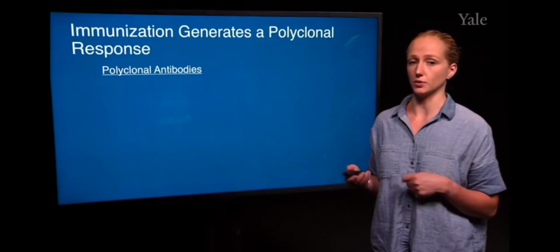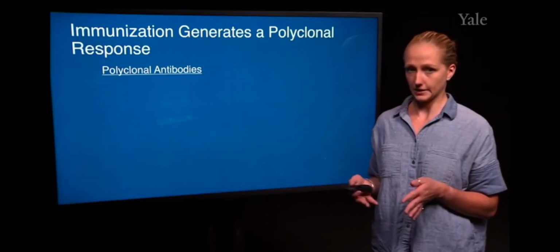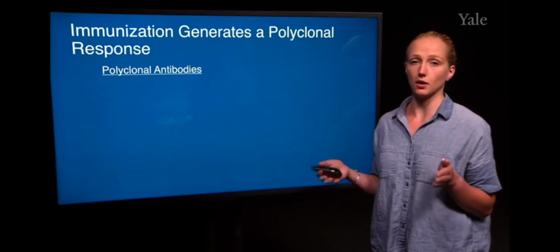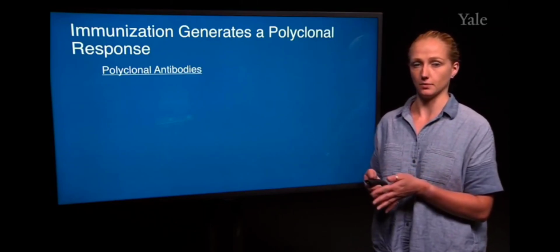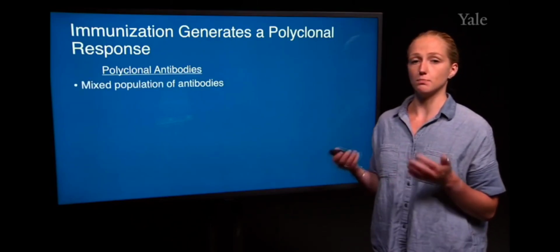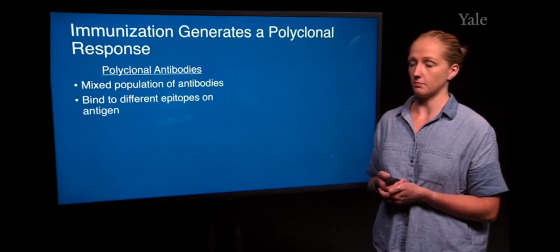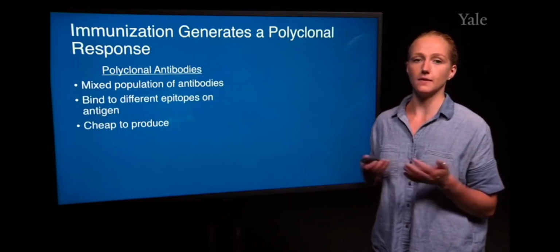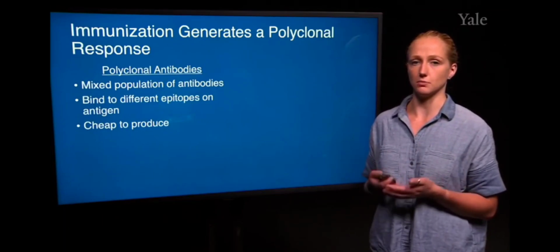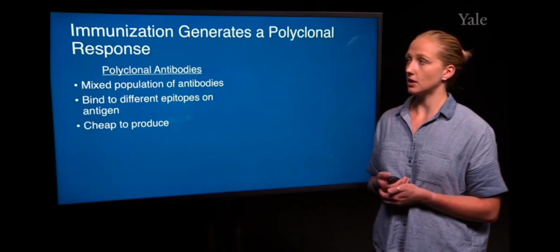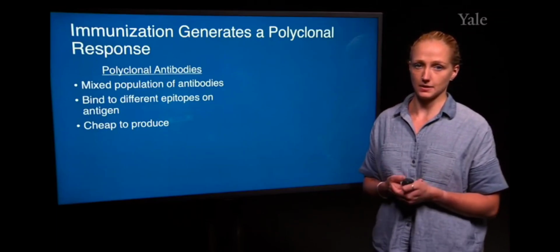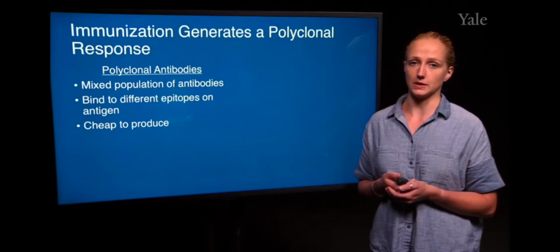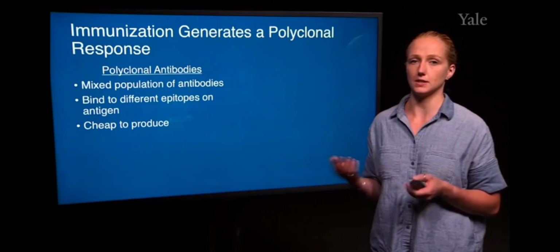Now, if you think about immunization in general, this will generate a polyclonal response. Polyclonal antibodies, as their name suggests, are many clones targeted against a specific antigen. So this is a large mixed population of antibodies that bind to different epitopes on the antigen, and these sorts of antibodies are very cheap to produce. So you can imagine that during an immune response, as you've heard in other lectures, the humoral response generates antibodies that are specific to various epitopes on these antigens.